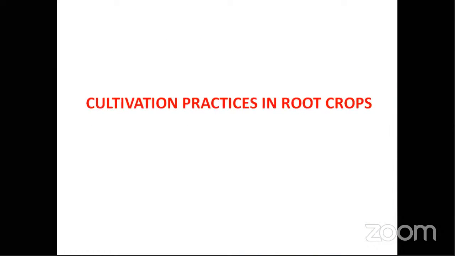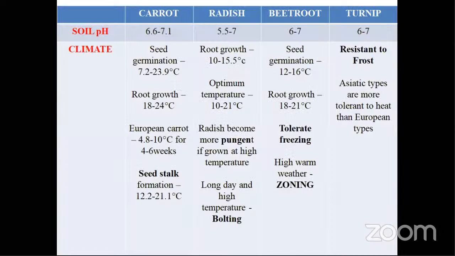Cultivation practices in root crops, if you come, then what is the main important point? The pH, or you can see all the pH lies in between neutral. Nobody is growing in acidic soils. All the radish, beetroot, turnip, all are in neutral soils only, almost neutral soils. So 6.6 to 7, 5.5 to 7, 6 to 7, so there.